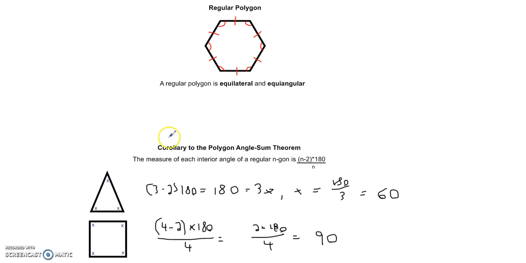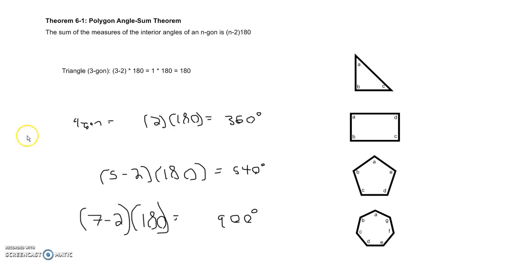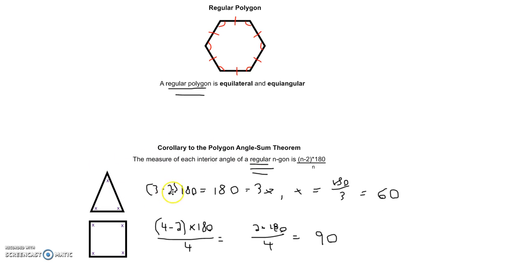Now, I can't stress this enough: this corollary, this formula, only applies to regular polygons. If a polygon isn't regular, meaning equilateral and equiangular, then we can't just assume that all the angles are the same size and divide by 4 to get each individual one, or divide by 3 to get each individual one, okay? So if it's not regular, you have to go back to understanding that they all add up to n minus 2 times 180, and then solve each one independently.